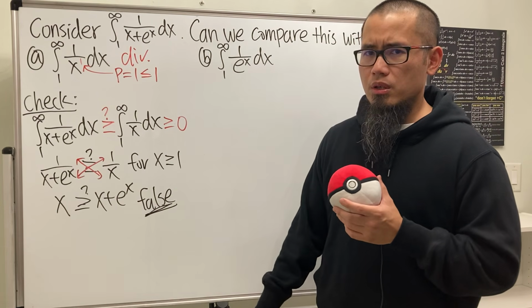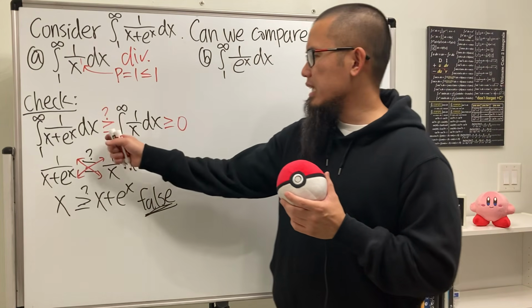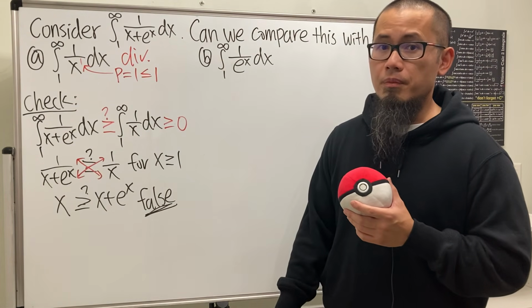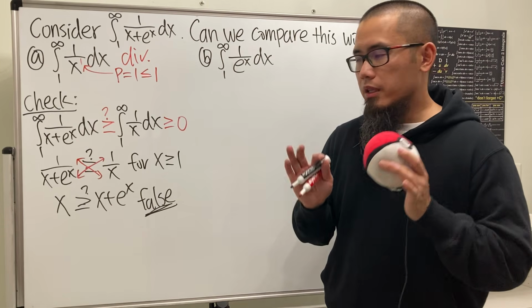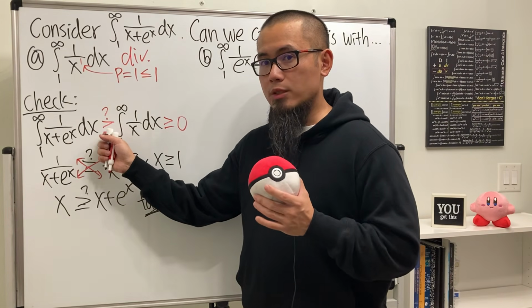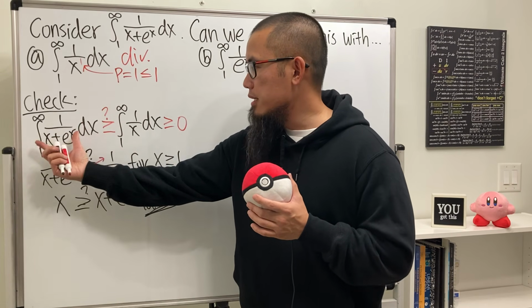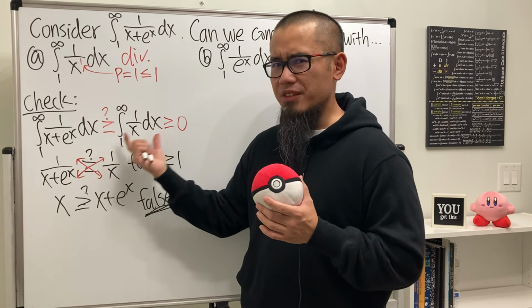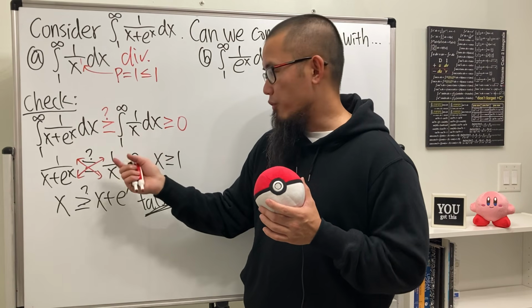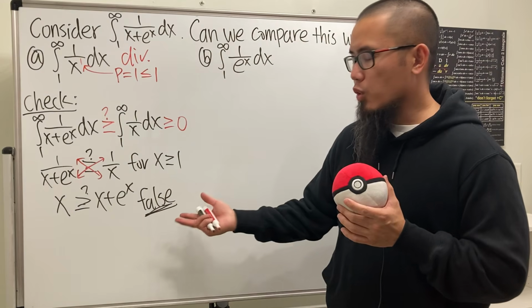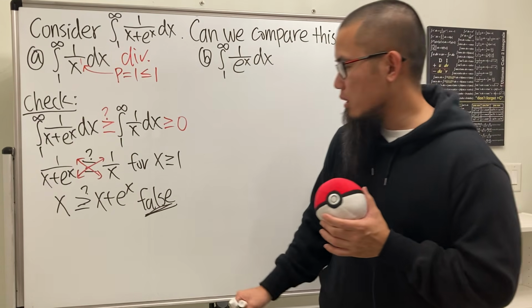What does this mean though? Does this mean that we set out the inequality incorrectly? Should we have put it down like this instead? No. This right here was what we hope to show, because once again, we hope to show that this is bigger than or equal to the integral that diverges to infinity. But unfortunately, it's not true. Therefore, we cannot draw any conclusion.